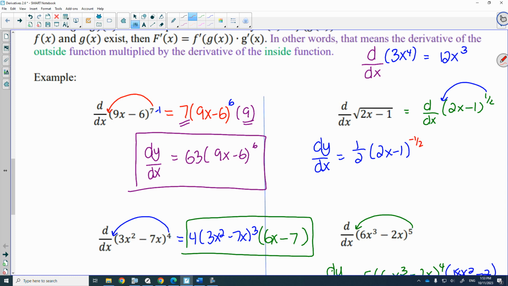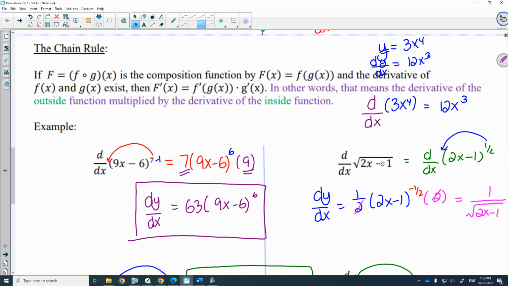And then, Karis, what's the derivative of the inside function? It'd be 2. 2 times 1/2 would be 1, or the 2 over 2 would cancel. And that 2x minus 1 can be written in the denominator, so make that negative 1/2 positive. So bring it down, and I'm going to actually turn it back into a radical. And we'd have 1 over the square root of 2x minus 1.